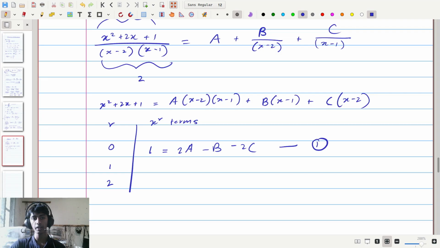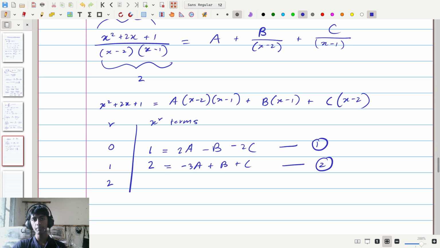Similarly, comparing the x to the 1 terms or x terms, on the left hand side we have a 2x here, so that means the coefficient in this case is 2. 2 should be equal to the sum of all coefficients of x terms on the right hand side. In this case we have a times x times negative 1 and a times negative 2 times x, which is negative ax and negative 2ax, so overall negative 3ax. Meaning that the coefficient of x in that term is negative 3a. So we have negative 3a. On the next ones, we have just a b times x here and a c times x here. So each of those have coefficients of b and c. So we have plus b plus c.